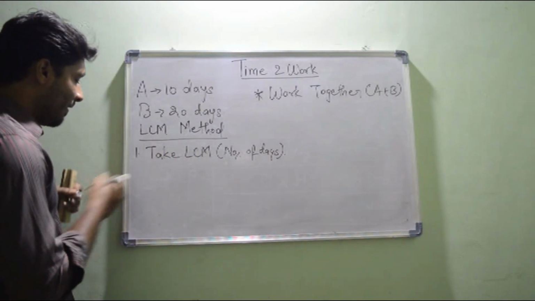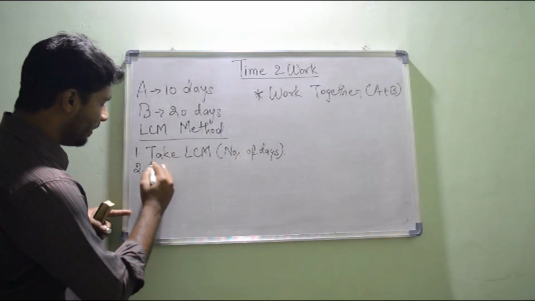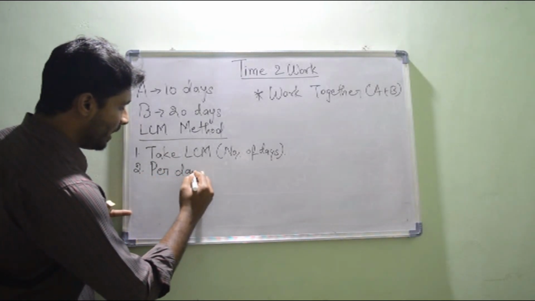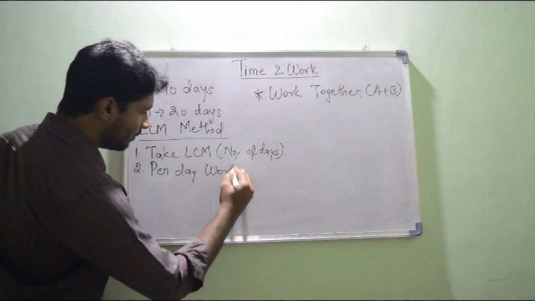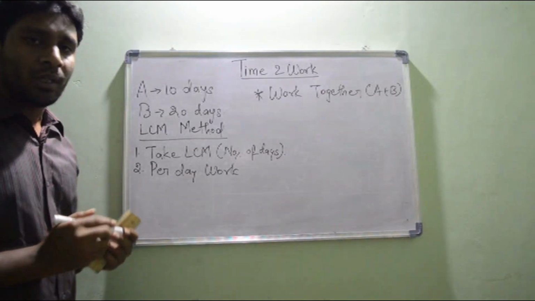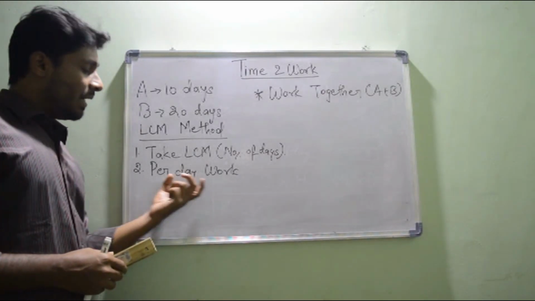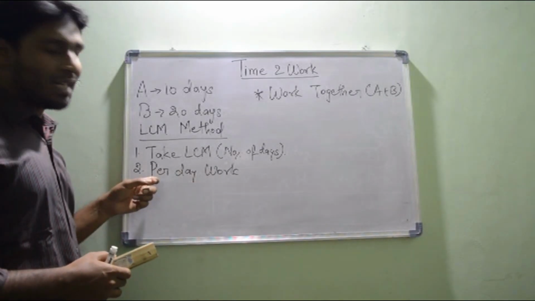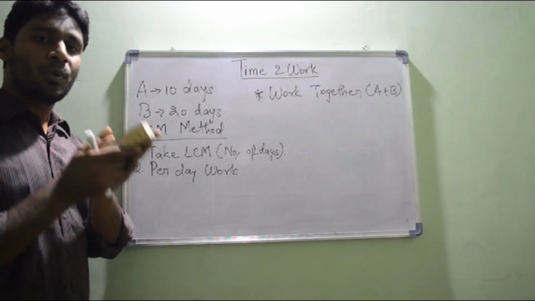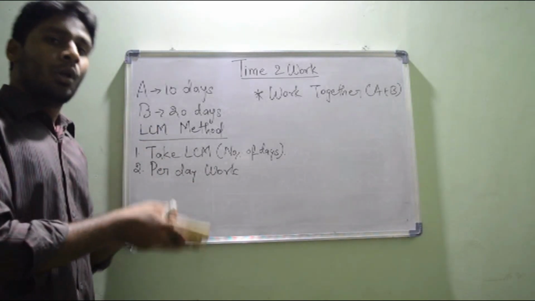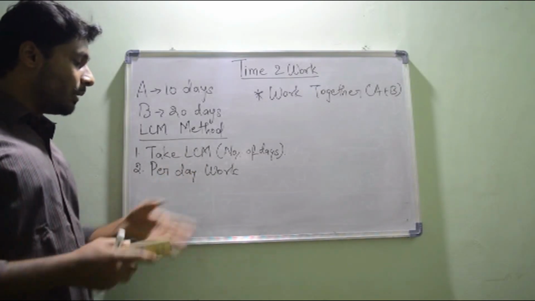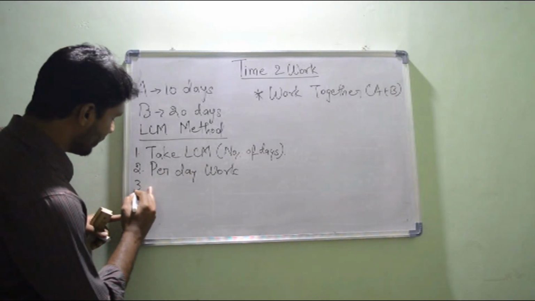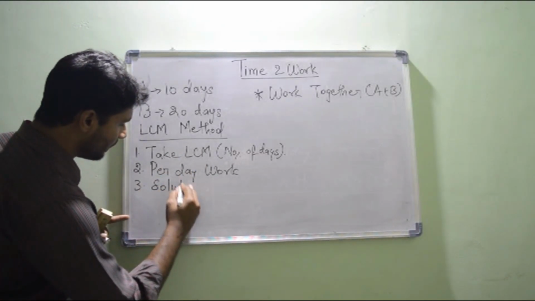And the second step is finding the per day work. Per day work means the work per 1 day. It states how much work they actually do in 1 day. Got it? In 1 day how much work they do, alone or together, comes under this category of per day work. And third, the solution directly. Simple.